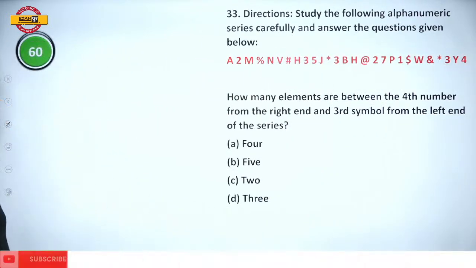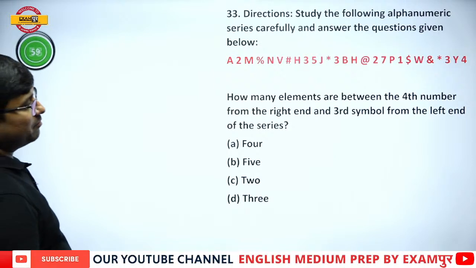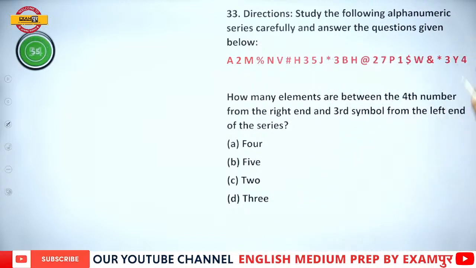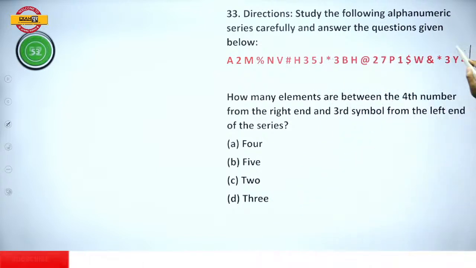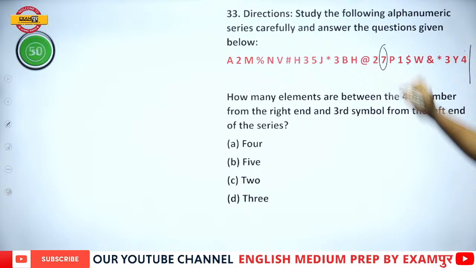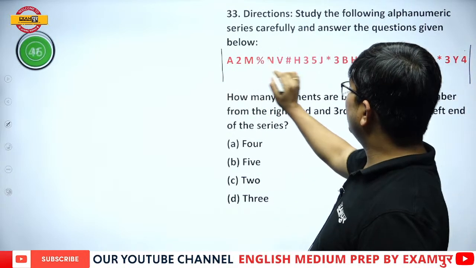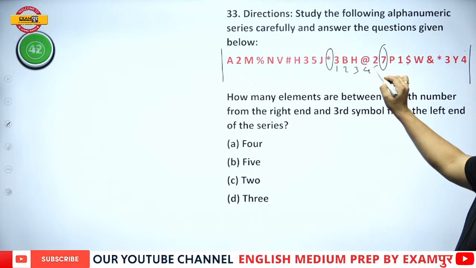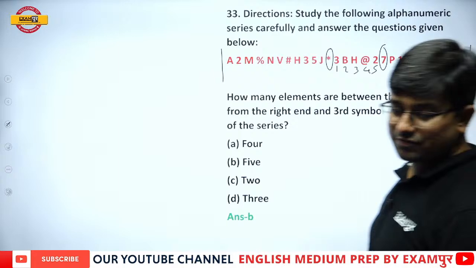Okay. Next. How many elements are there between the fourth number from the right end and the third symbol from the left hand? This is the right end. One, two, three, and the fourth number from the right end. This is the left hand. 1, 2, and the third symbol from the left hand. How many elements are there between them? Option number B, that is 5.